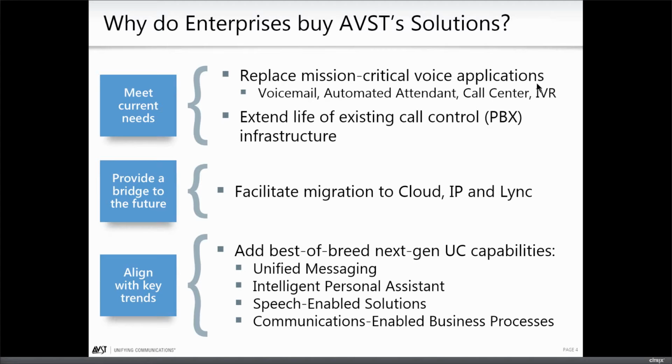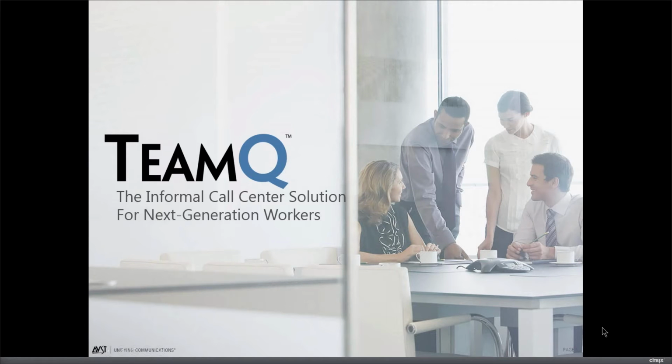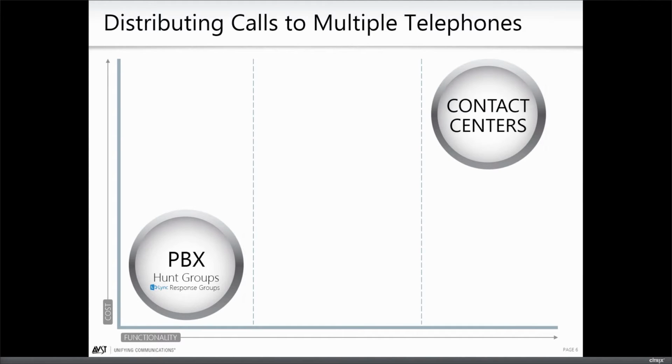So let's start taking a look at Team Q, the subject of our time together today. Team Q addresses a real need within many organizations. If you take a look at what's available for you when it comes to distributing calls to multiple telephones, traditionally there have been two ways to do that. You take a look at what's available within the PBX by itself, whether it's an Avaya PBX or a Cisco or a Rolm or Siemens or Unify or even Lync with its response groups. The traditional hunt groups within PBXs, they're free, generally within PBXs.